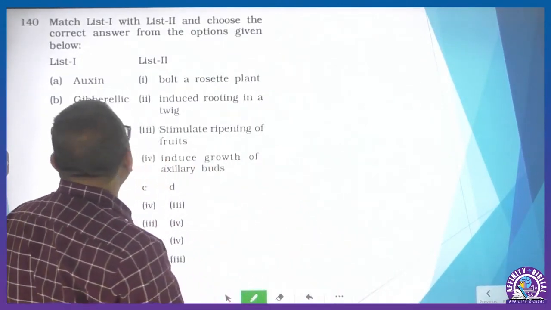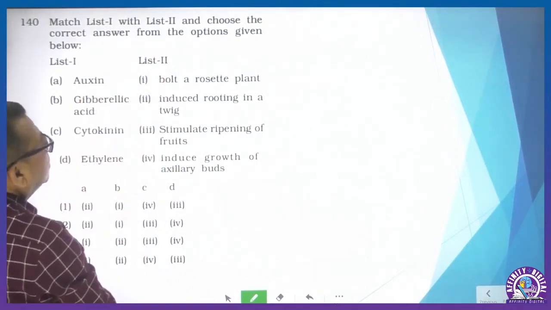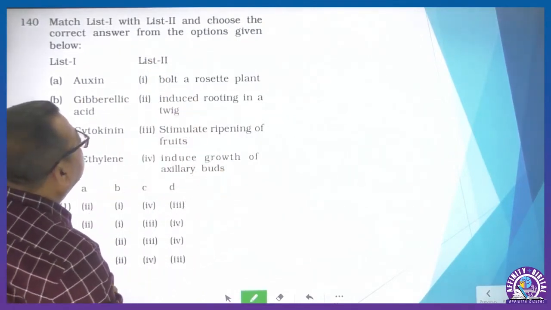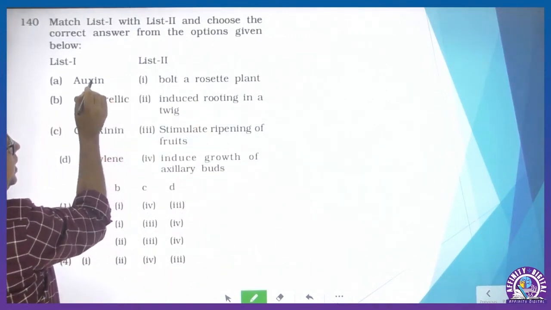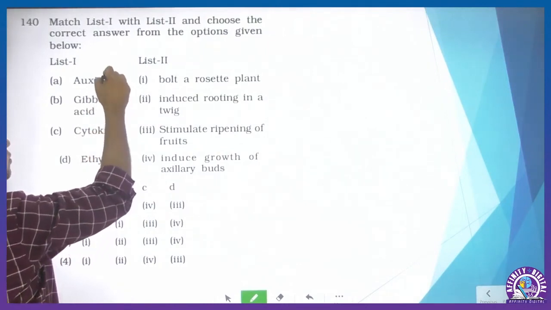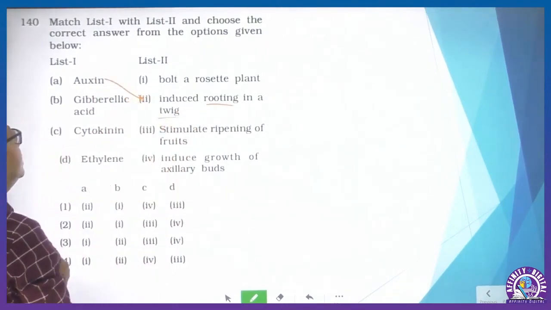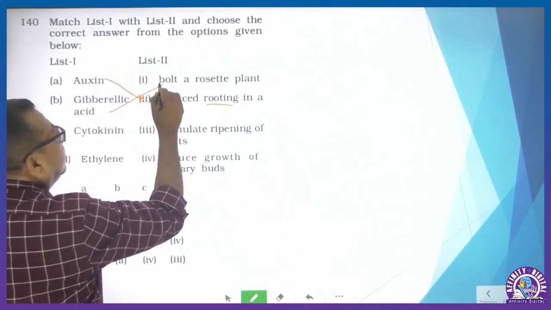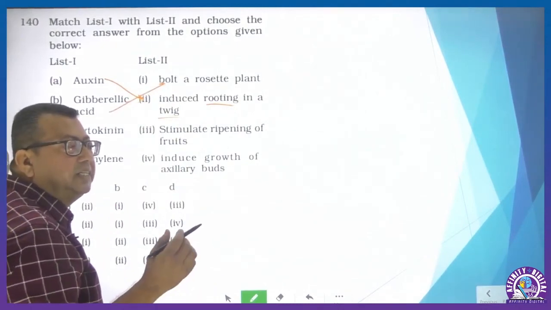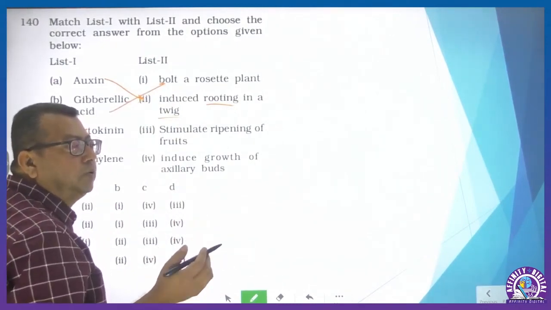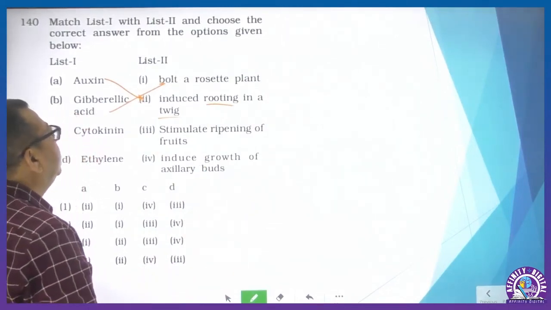Next question number 140. So which effect of auxin will be here? Auxin. When you apply auxin to the cut end of a twig or stem, it induces the formation of adventitious roots. That means it induces rooting on a twig. Gibberellic acid can bolt a rosette plant. Okay. Bolting phenomenon means increased internode elongation, promoted by the action of gibberellic acid in plants having rosette habit, is called bolting.